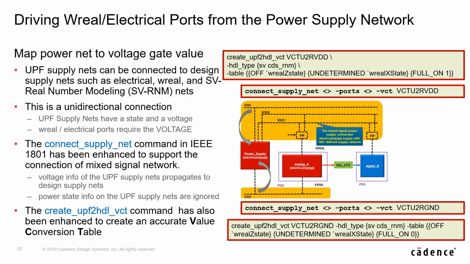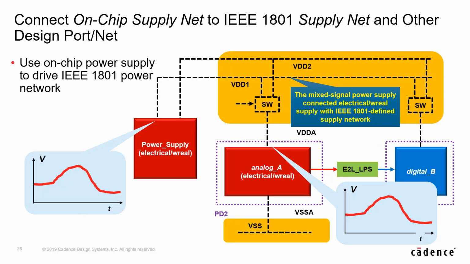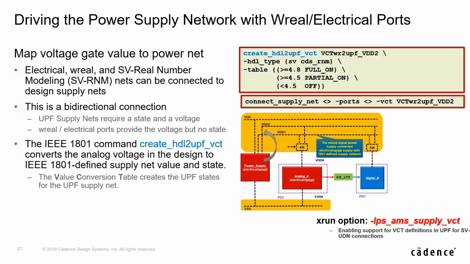Now, since we wanted to model a switch, let's think about the other element. We want to do the opposite, meaning that we want the analog block to output a voltage. For example, here my red box, my power supply, must be the generator for VDD2. There, it's a bidirectional connection, meaning that this time the UPF still needs a state and a voltage. WREAL and electrical ports still provide a state but no voltage. The question is, how can you handle the connection from the analog world, this time, to the 1801 world? Same thing, through a VCT.